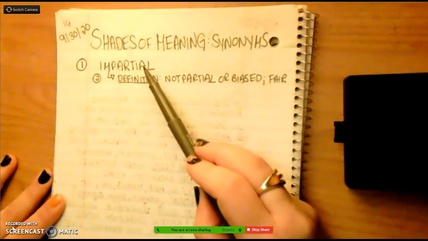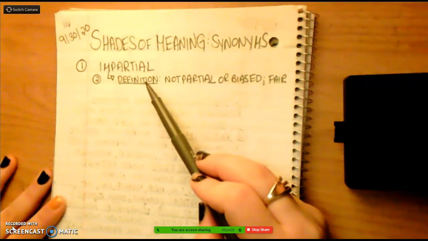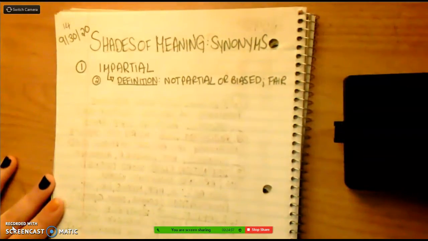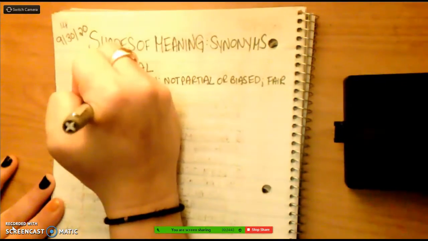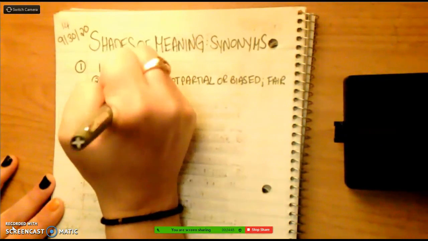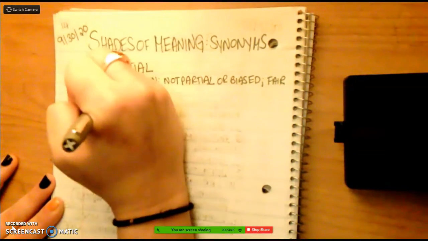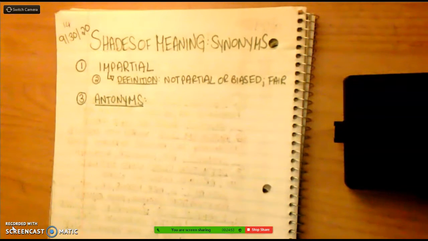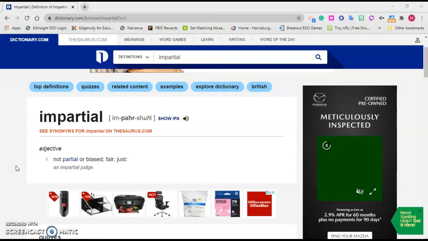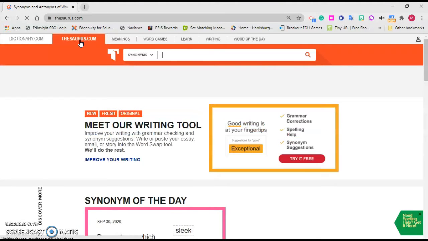All right, so I have my word. I have my definition from dictionary.com. Now it's time for me to complete number 3, which is find antonyms. So what I'm going to do is look up the word impartial in thesaurus.com. So here I am back at dictionary.com. It is linked to thesaurus.com. So if I click right here where it says thesaurus.com, it will take me to thesaurus.com.